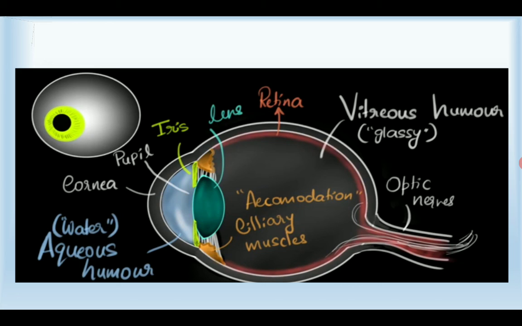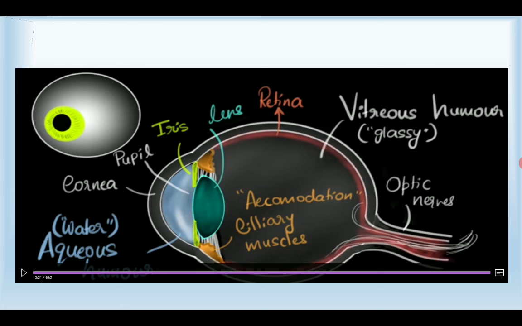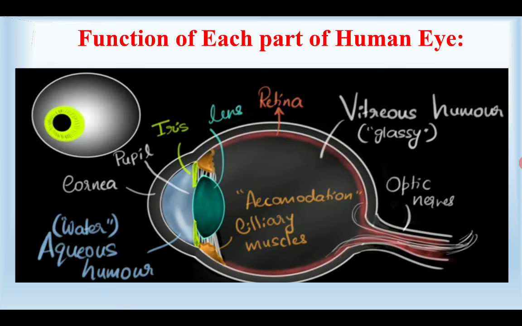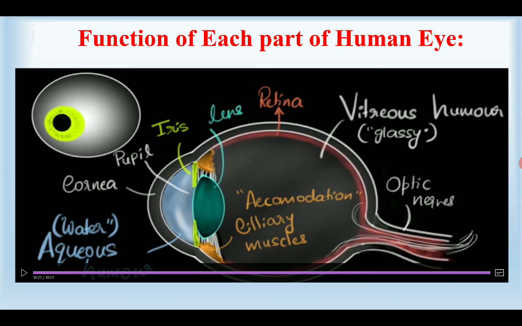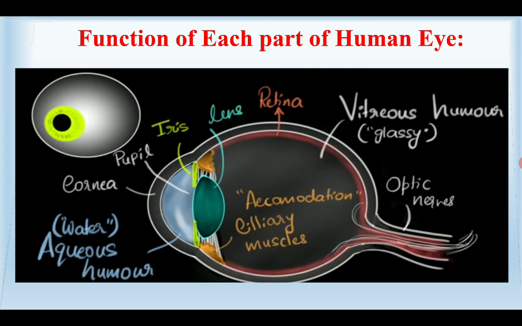So students, this is all about the function of the human eye, that is each part of the human eye, as we had already discussed. So we had a look at the function of the human eye through a video over here. So from this video, what we are going to figure out is the common terms which we learned from the function and the structure of the human eye.